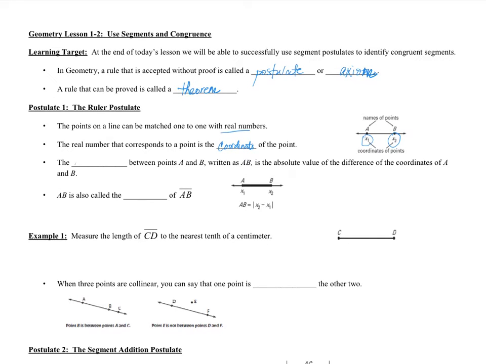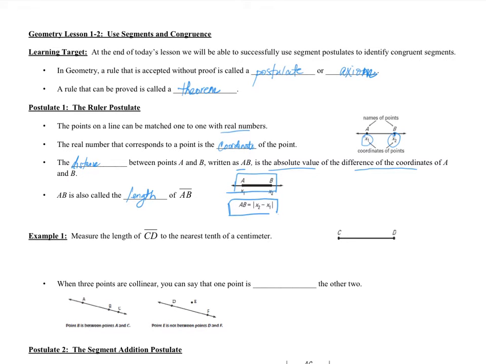The distance between points A and B, written as AB, is the absolute value of the difference of the coordinates of A and B. AB is also called the length of segment AB.